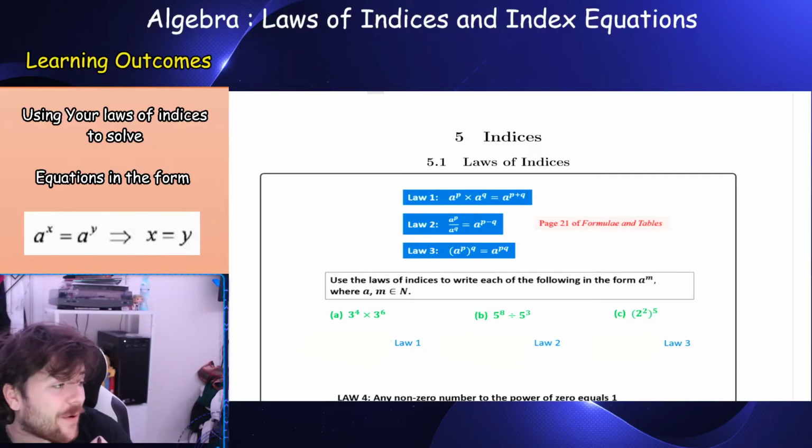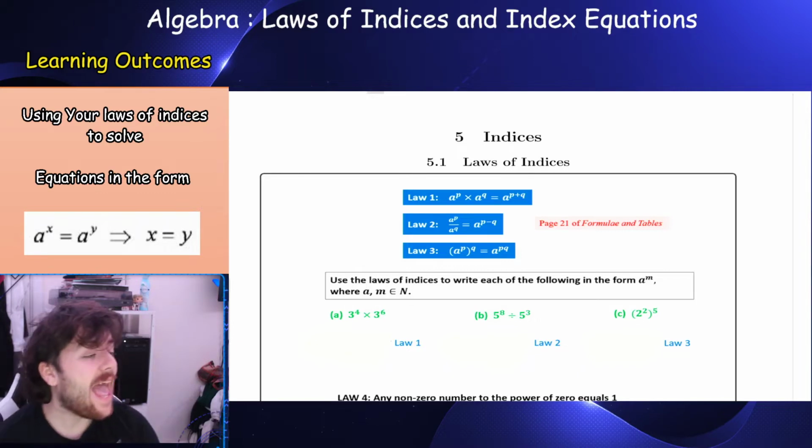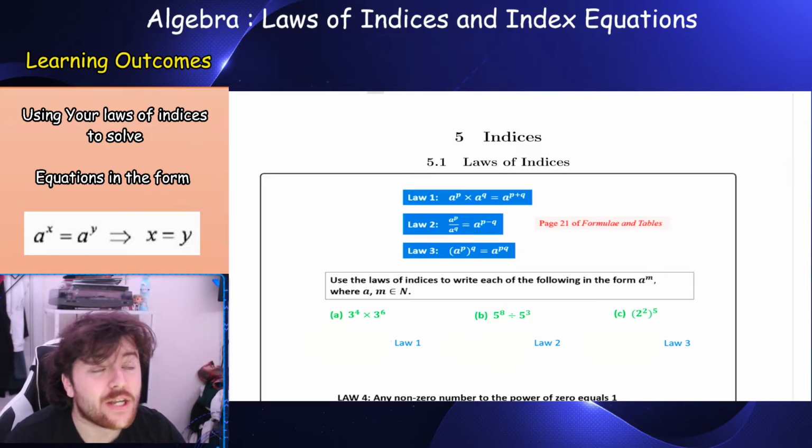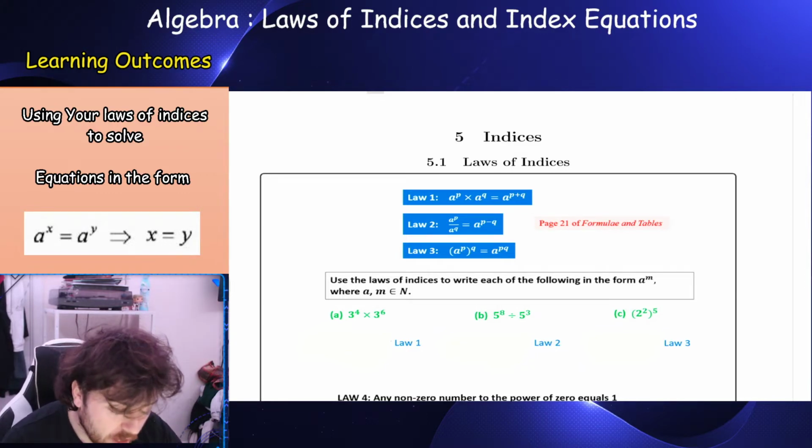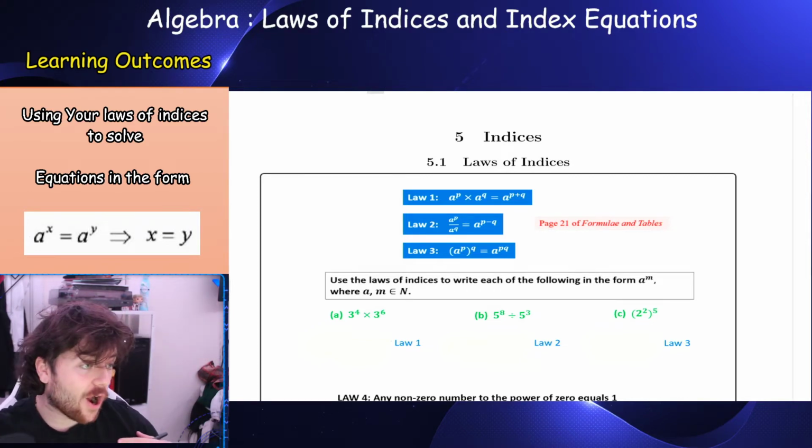Hello everyone. So today's video, we are going over the laws of indices and using those laws of indices to solve index equations, or algebraic equations involving them. So, recap. What are indices?